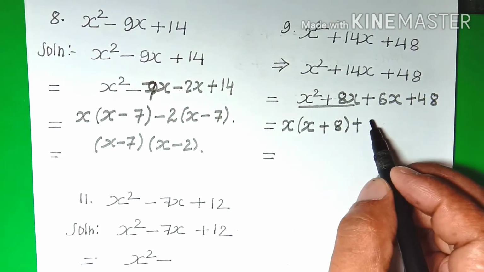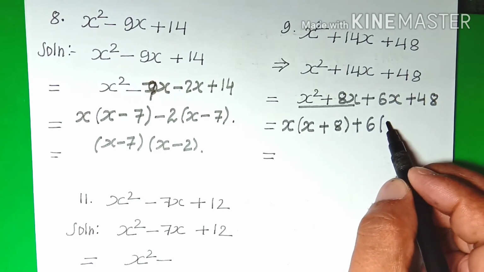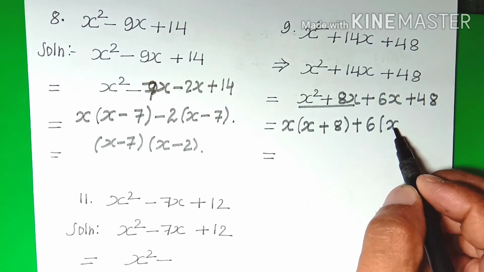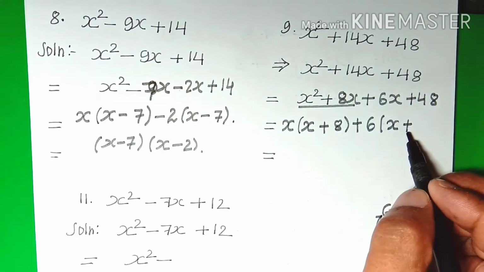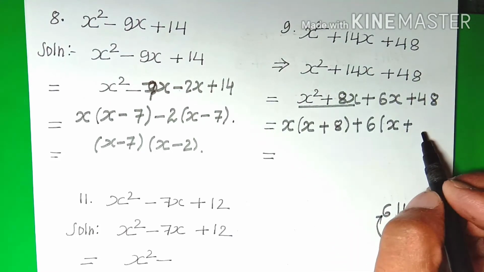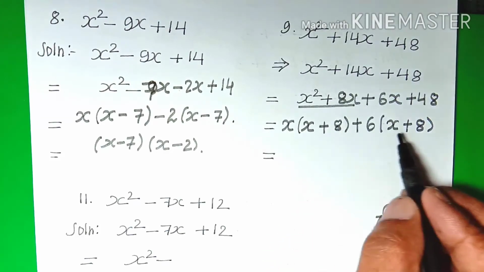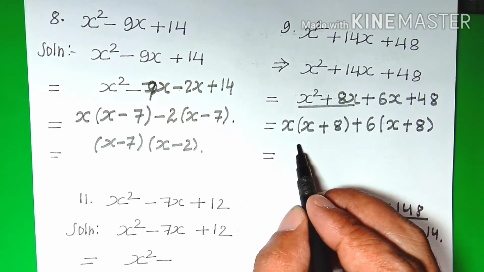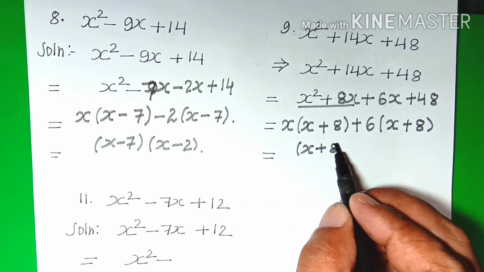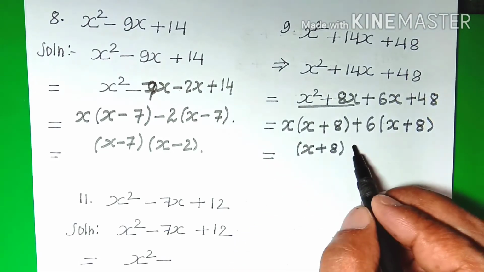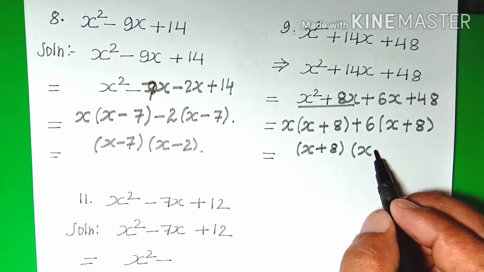6 and 48, the highest common factor is 6. After taking 6 as the highest common factor, we are left with x. The same sign you'll have to drop here, and then plus times plus is plus. So 6 into how many times? Yes, 6 into 8 times. So we can see here x plus 8, this also x plus 8, which is again our common factor. So we take x plus 8 as the common factor.